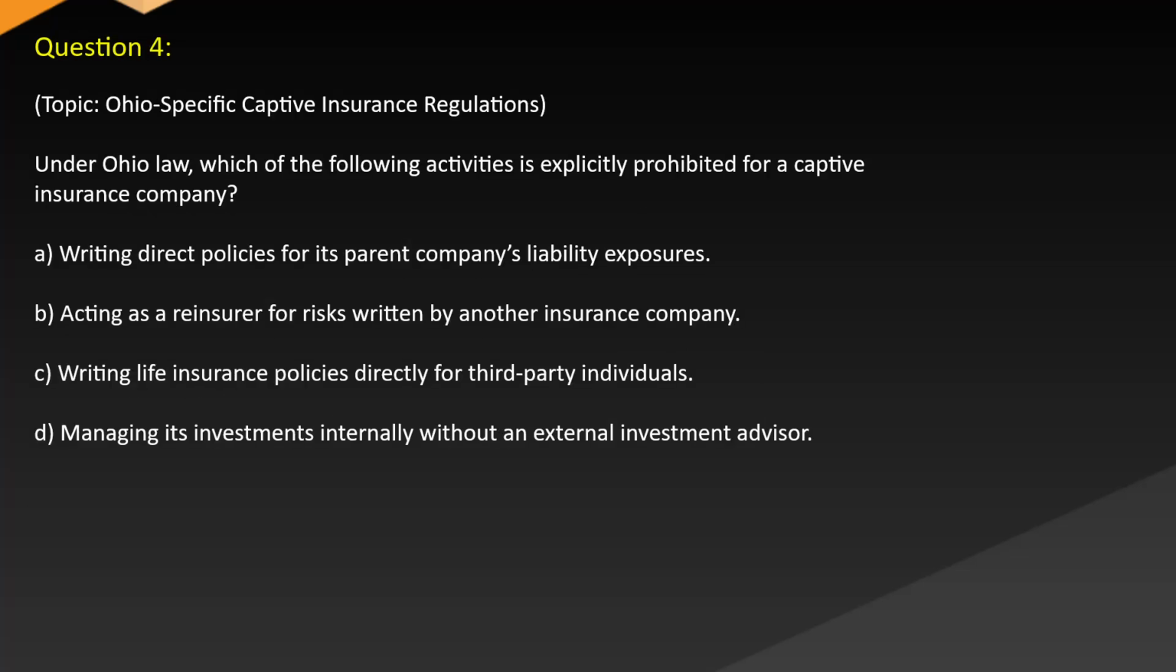Question 4. Topic: Ohio-specific captive insurance regulations. Under Ohio law, which of the following activities is explicitly prohibited for a captive insurance company? A. Writing direct policies for its parent company's liability exposures. B. Acting as a reinsurer for risks written by another insurance company. C. Writing life insurance policies directly for third-party individuals. D. Managing its investments internally without an external investment advisor.